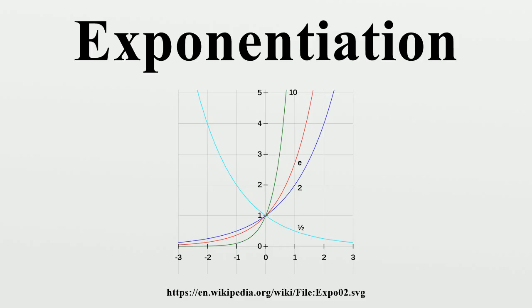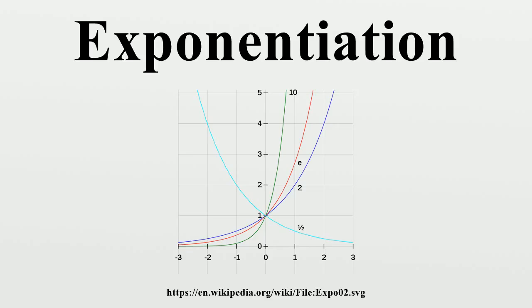Exponentiation is not commutative. This contrasts with addition and multiplication, which are commutative. For example, 2 plus 3 equals 3 plus 2 equals 5 and 2 times 3 equals 3 times 2 equals 6, but 2 to the 3 equals 8, whereas 3 to the 2 equals 9. Exponentiation is not associative either.